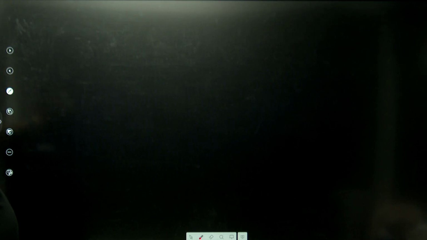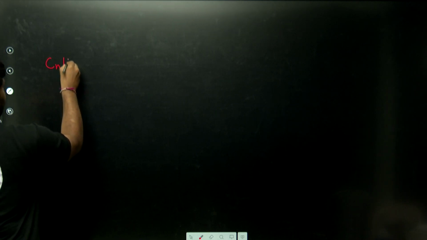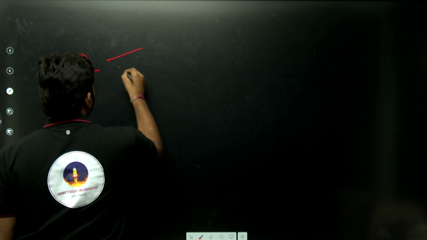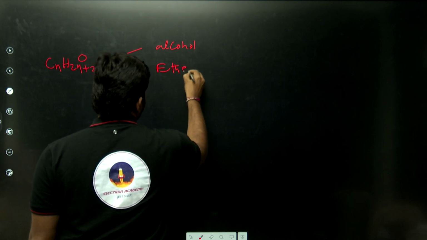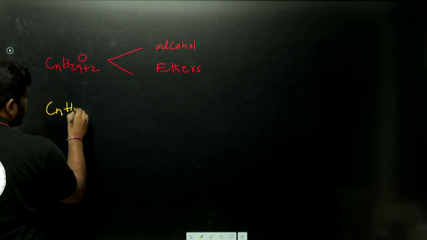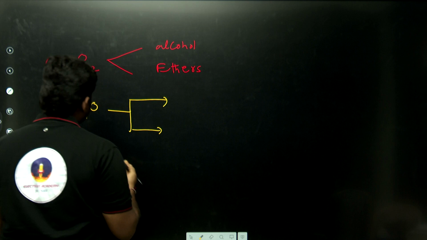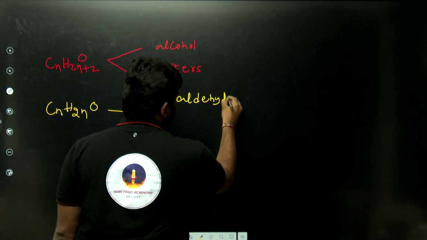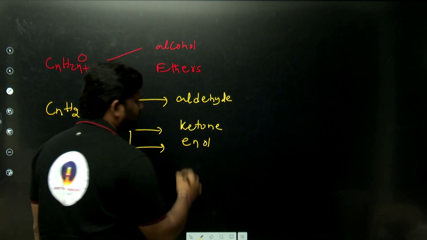So finally, what are the functional isomers? You have to memorize this. First one, with the formula CnH2n+2O, two things are possible: alcohols as well as ethers. Next one, second one, CnH2nO. What possibilities do we have? Three possibilities. We can make aldehydes using this formula, ketones, and unsaturated alcohols, also known as enols.